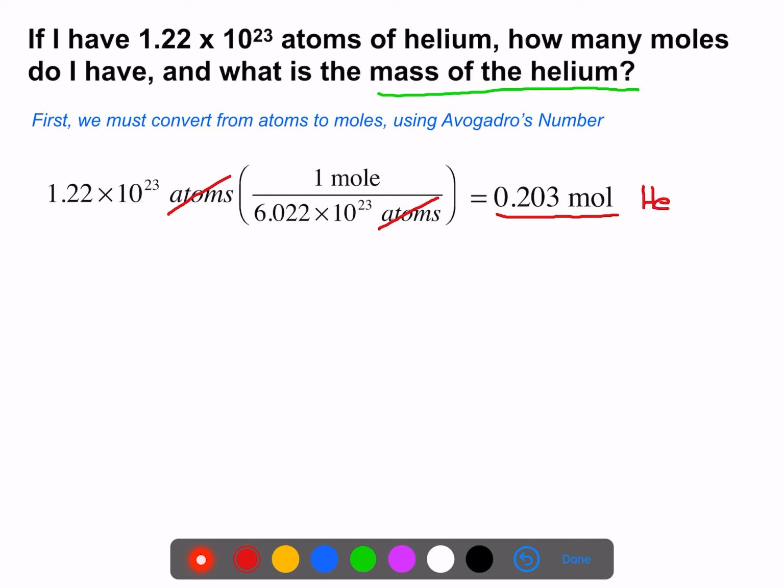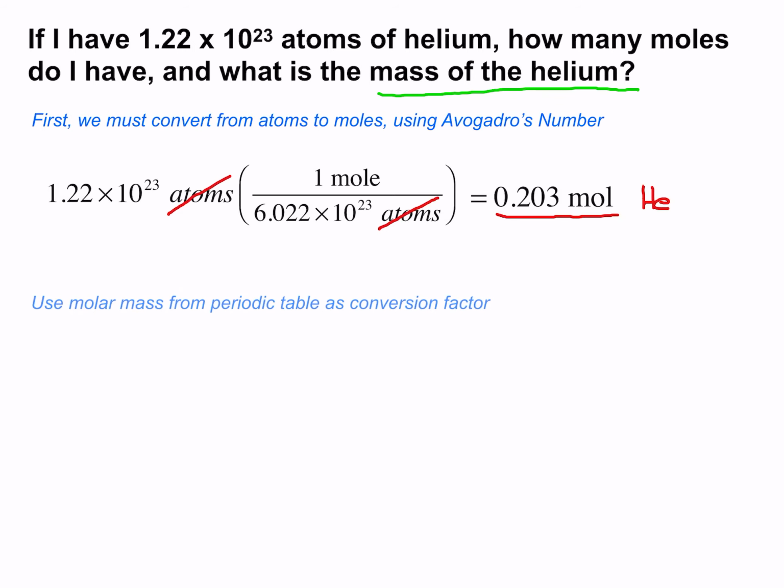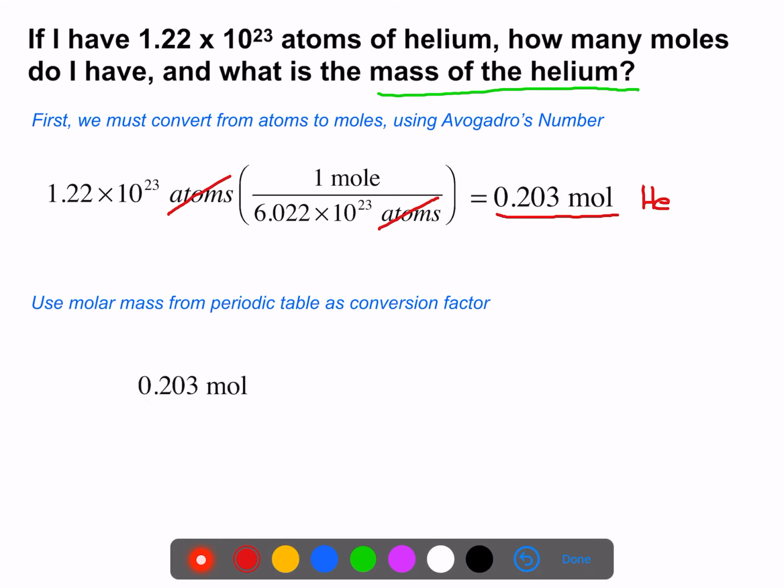Now what we need to do is convert that into mass. So we're going to start with the 0.203 moles. Right? So here's our 0.203 moles. And now we're going to go to the periodic table and we're going to look up the molar mass of helium. So we can see from the periodic table, 1 mole of helium has a mass of 4.00 grams. This is the molar mass of helium directly from the periodic table.